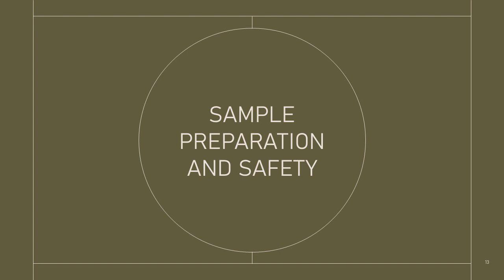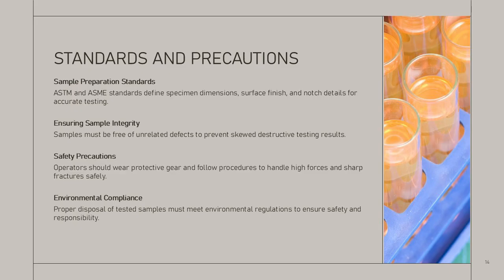Standards and precautions, sample preparation and safety. Proper sample preparation is essential for accurate destructive testing results. Standards such as ASTM and ASME specify dimensions, surface finish, and notch details for specimens used in tensile, impact, and fracture toughness tests. Samples must be free from defects unrelated to the test to avoid skewed results.